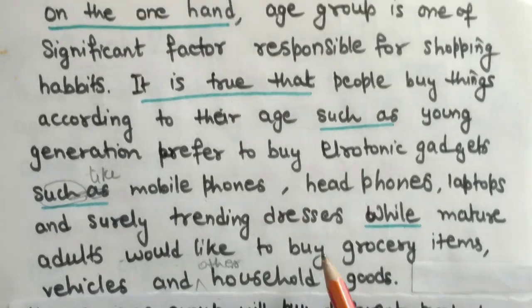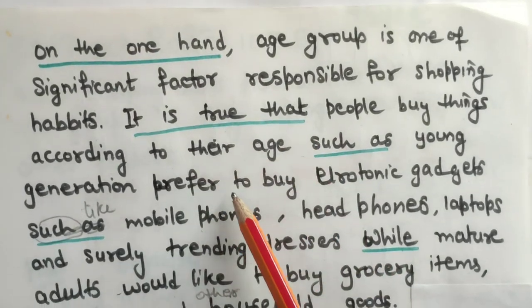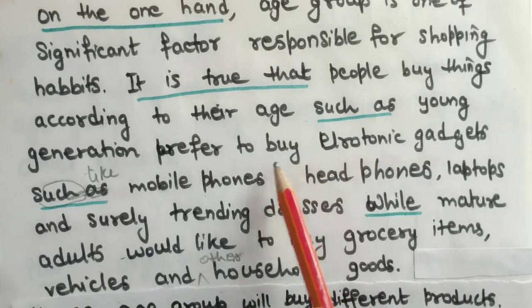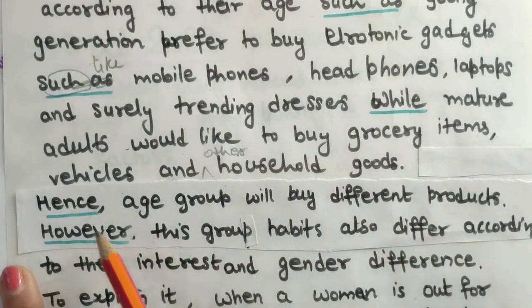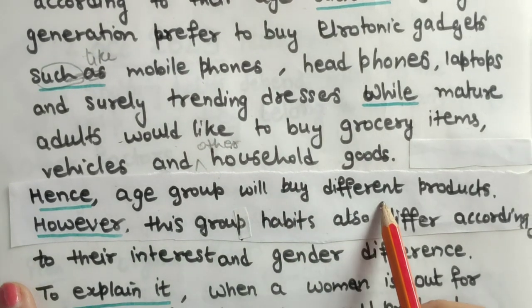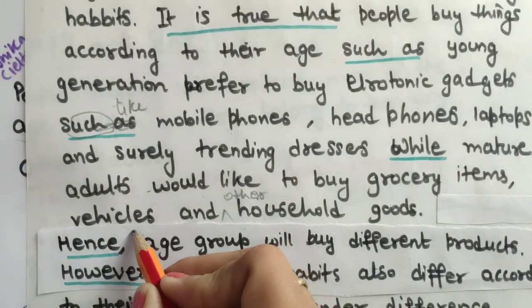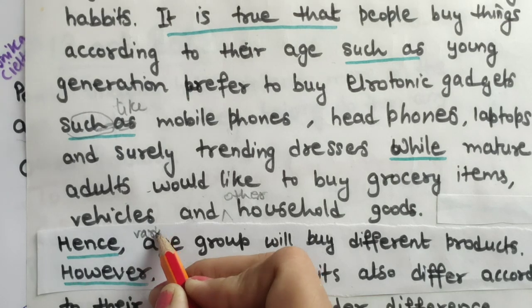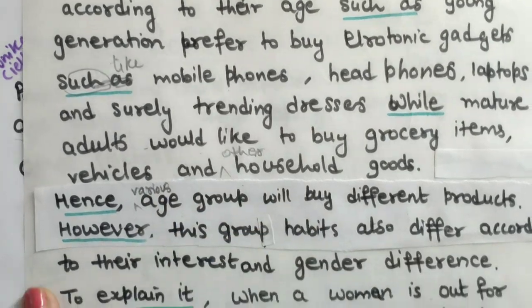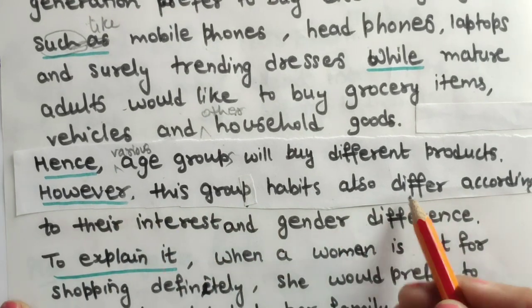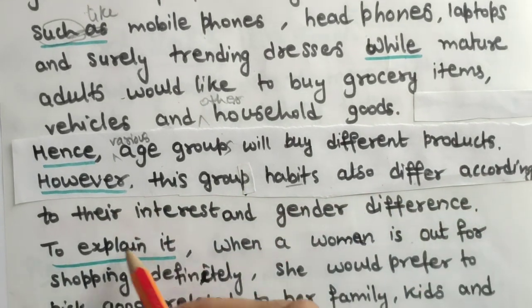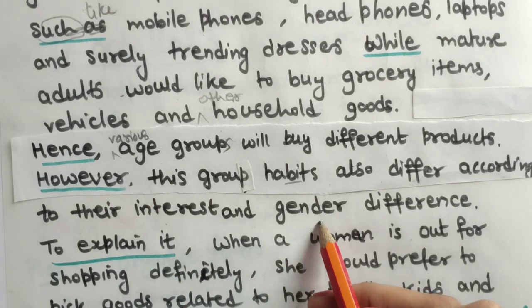So we have just distinguished age groups. What younger people are buying, what other mature people are buying. Hence, age groups will buy different things. So here also, various age groups will buy different products. However, these groups' habits also differ according to their interest and gender difference.